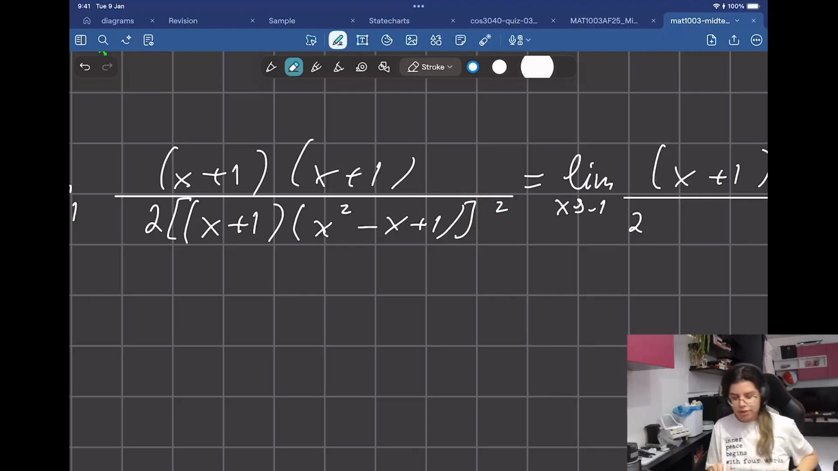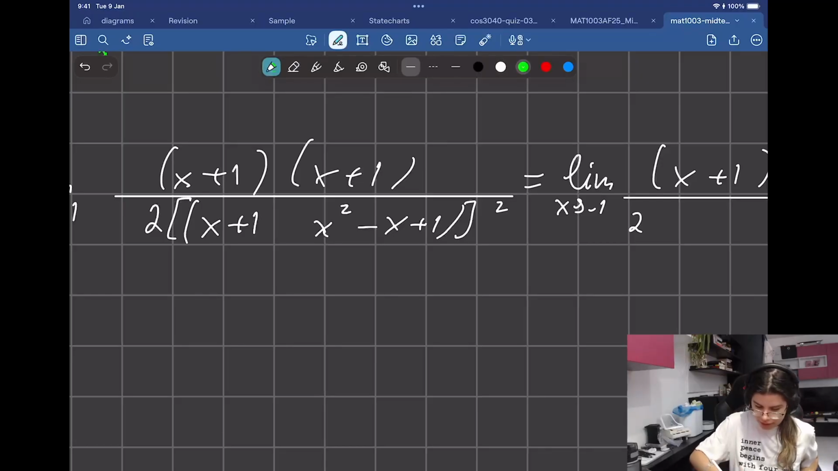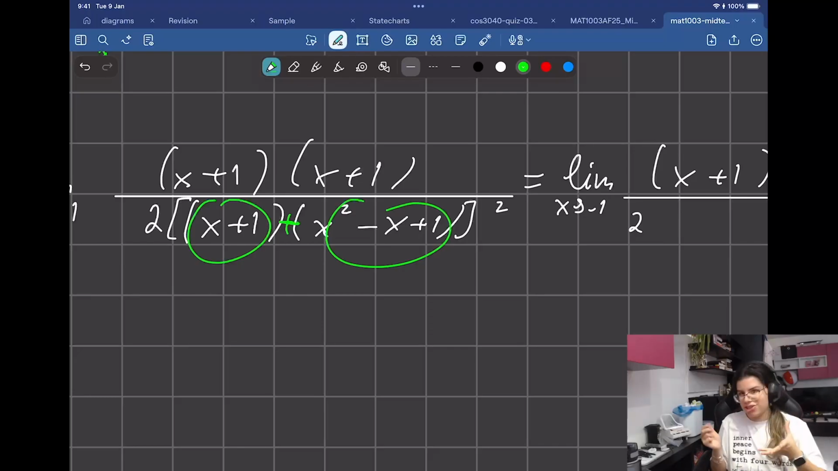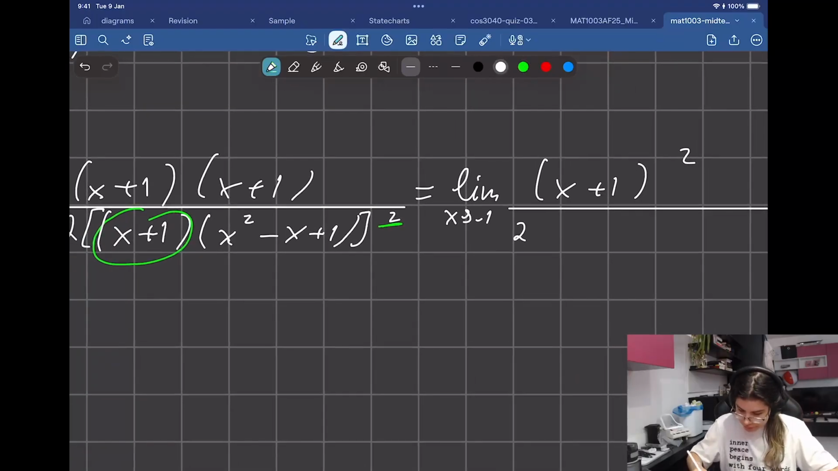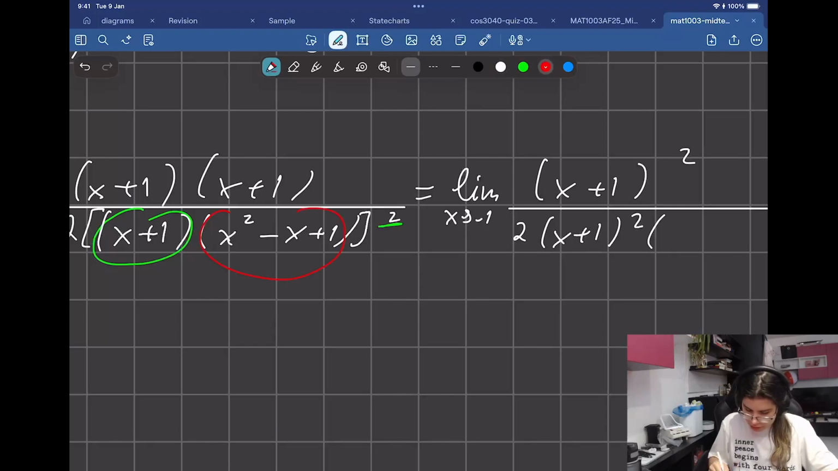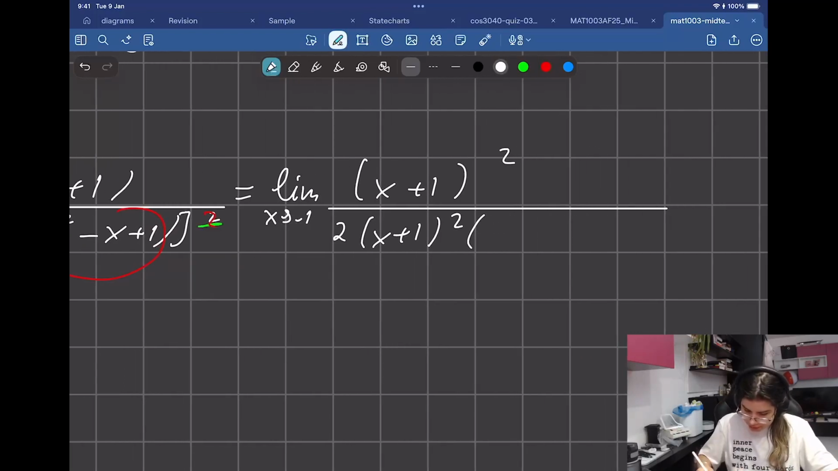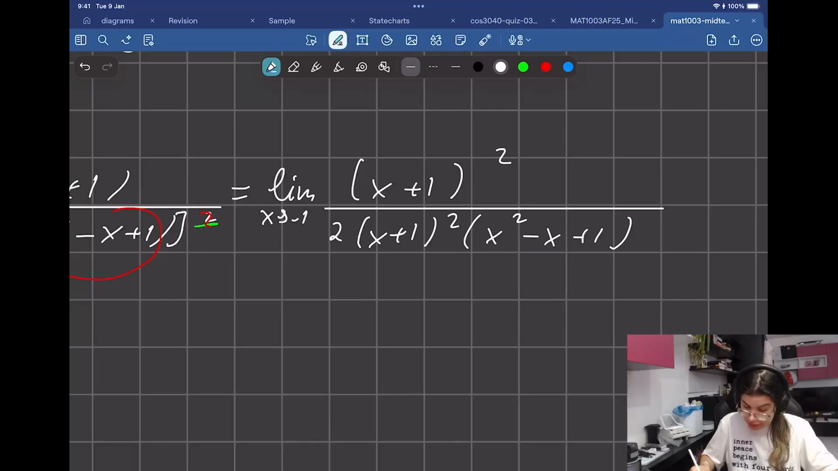Now, I just want to warn you, if you had a plus here, you could not just separate them and square each of them. But in this case, we have multiplication, so I can just take this one and square. So that would be x plus 1 squared. And then I take the second expression and also square it, okay? So that's going to be x squared minus x plus 1 squared. How does this help me? Well, you can probably see, right? We can cancel these out. Like Professor Truly says, cancel these guys out.